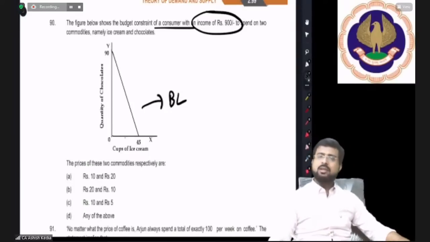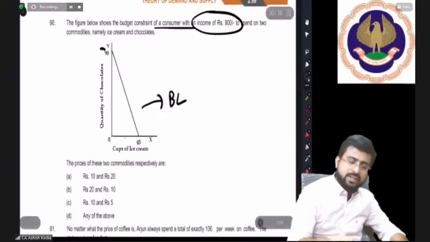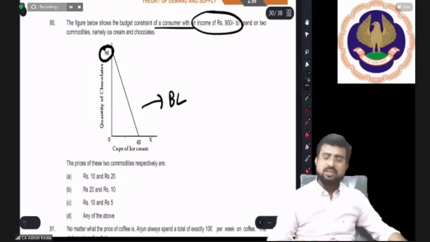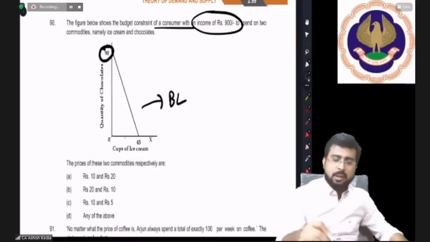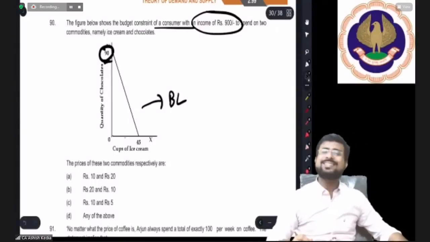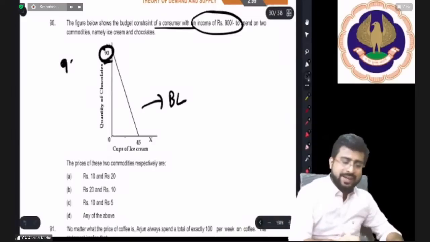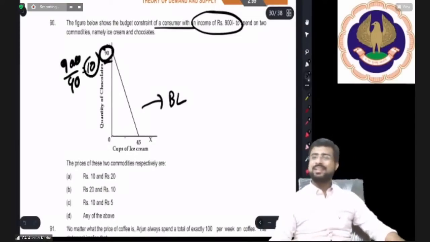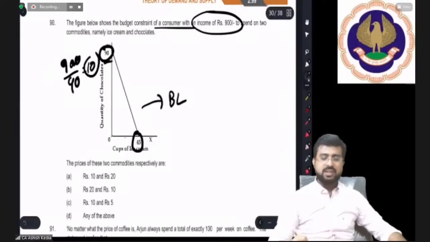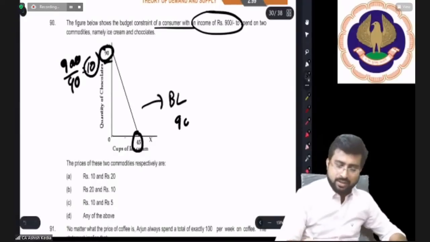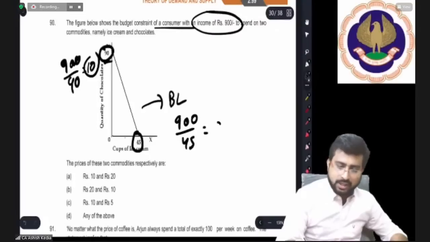It's very easy. How, sir? You see, maximum chocolate that the consumer can buy is 90 units. So for that, price of chocolate has to be 10 rupees. You see, 900 by 90, price of chocolate. And maximum ice cream that this person can buy is 45. So 900 by 45 is basically 20.